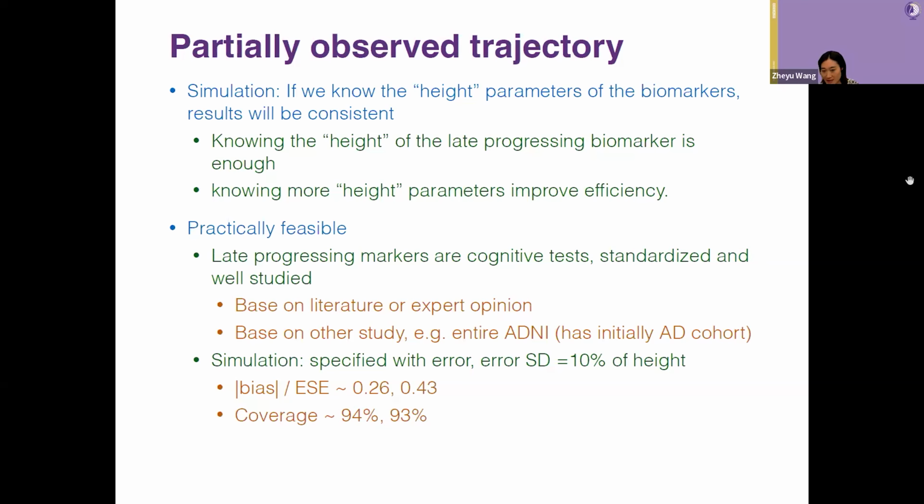And we also assessed what happens if your history is specified with some kind of error. We use simulation to see how much that will affect our result. And you can see both the bias and coverage are pretty good.